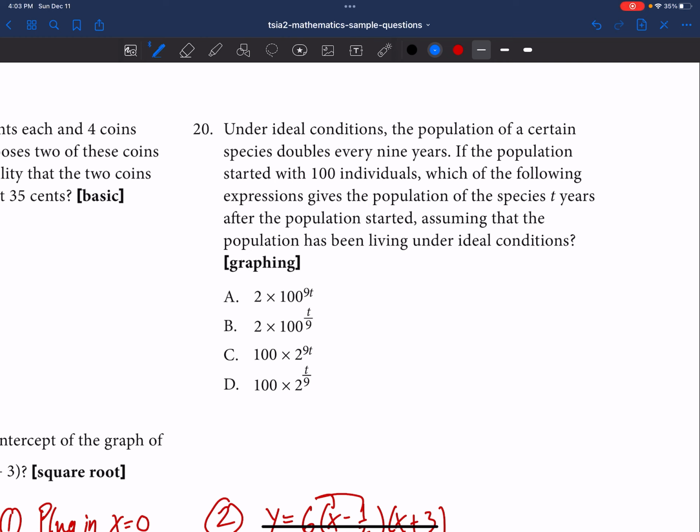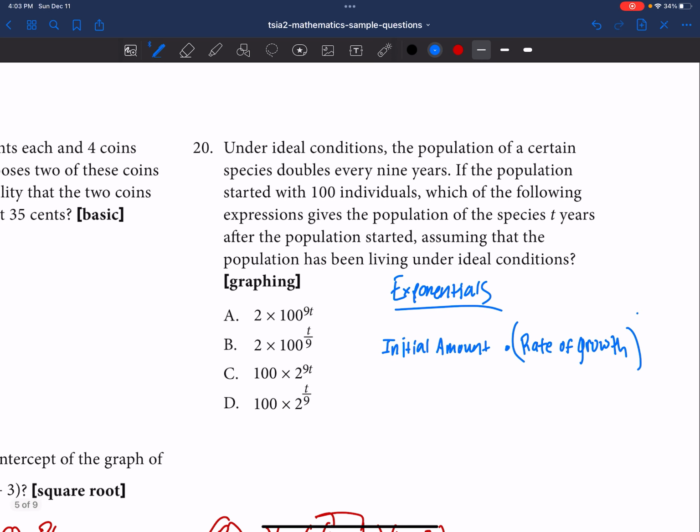So the way you do this, how do I explain exponentials? So for exponentials, say my initial amount times my sort of like rate of growth to the power of time. All right, that's kind of the gist of how exponentials work.